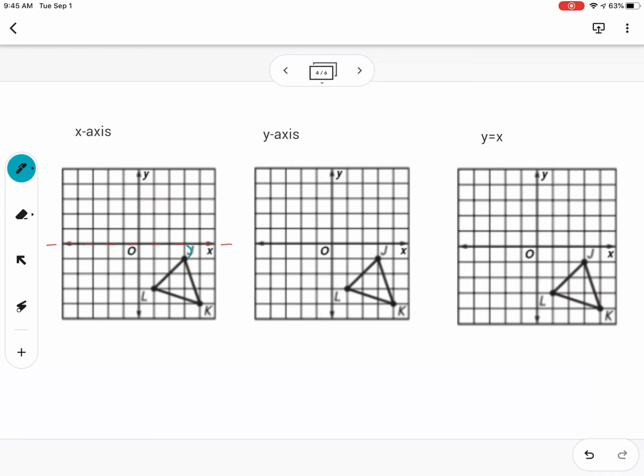We'll start with J. J is 1 space from the x-axis. So to get the new J, I'm going to go 1 more space after the x-axis. So new J is going to be here. When you do the new point, to show that it's the new one, you give it a little apostrophe. We call this prime. This one is called J, and this one's called J prime. This means it's the new one, just so we know which one is new and which one is old. So J prime will go 1 above the x-axis.